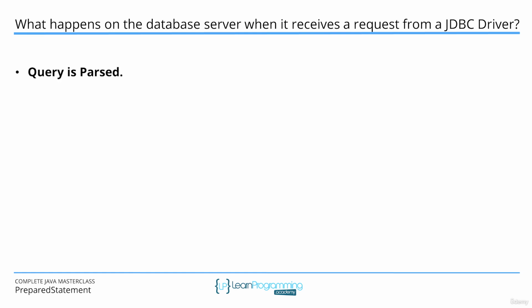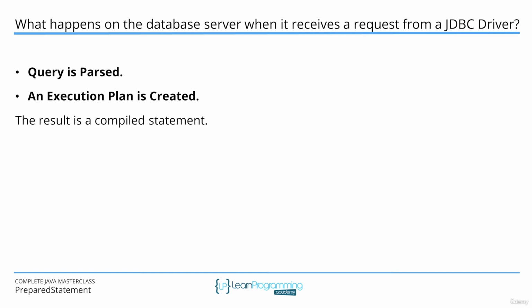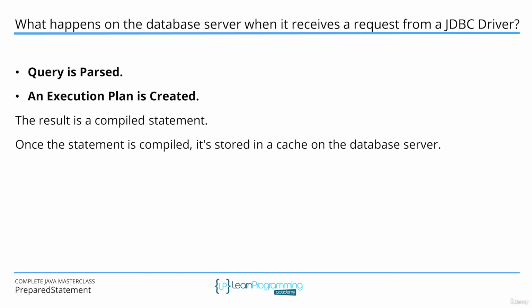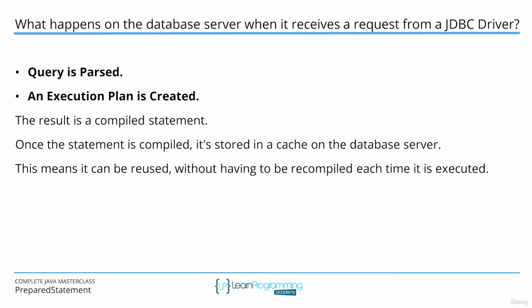The query is parsed into operable code, which means the SQL syntax is checked and tables and column names are verified. An execution plan is created, which means the database server analyzes the query and works out an optimal way to execute the statement. The result is a compiled statement. Once the statement is compiled, it's stored in a cache on the database server. This means it can be reused without having to be recompiled each time it is executed. Importantly, this compiled statement can also be stored as a special kind of JDBC statement.